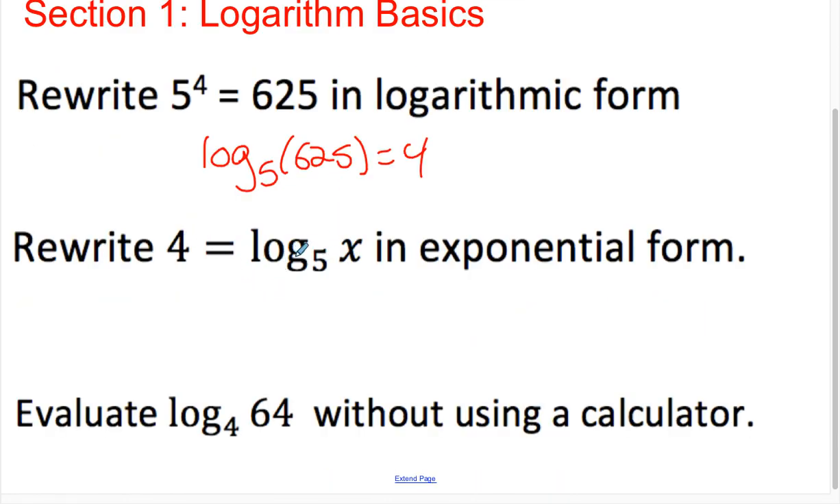Let's go the other way. If we have a logarithmic expression, we want to convert it to exponential form. The base of the log is equal to the base of the power. The answer to a log is always an exponent, so the exponent on this power is going to be the answer to the log, 4. And this is equal to our argument, so 5 to the 4 equals x.